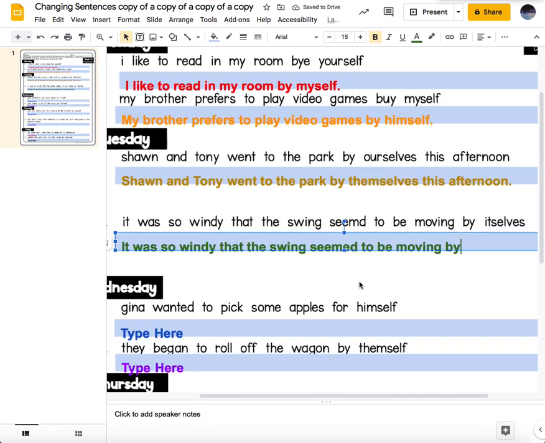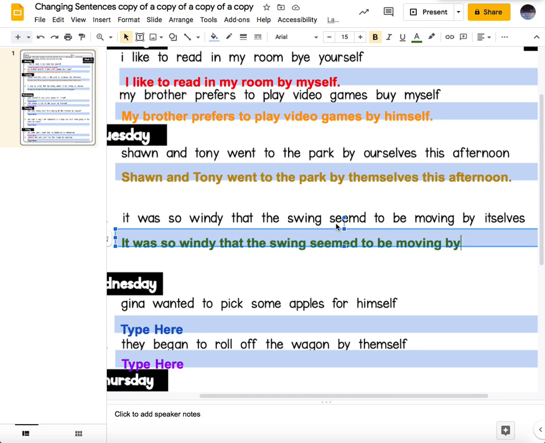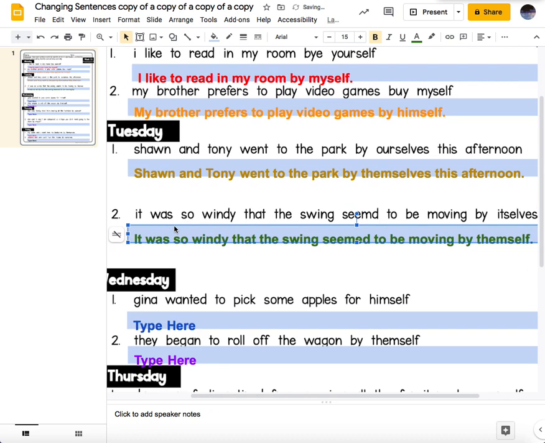Now, it's supposed to be like the swing is moving by itself, because it's not saying swings. It's not talking about more than one swing. It's talking about only one swing. So it can't have those suffixes. It has to be talking about only one person or thing. So we'll change that to "by itself."